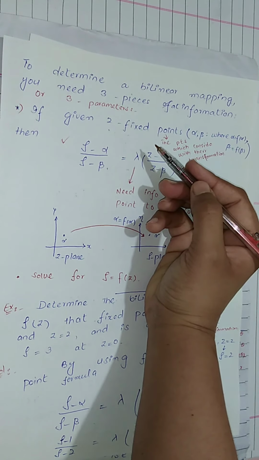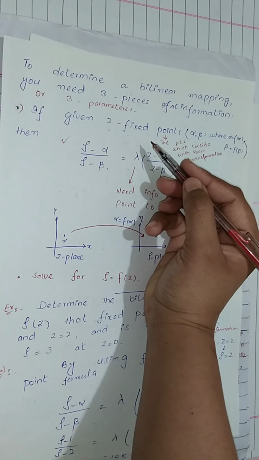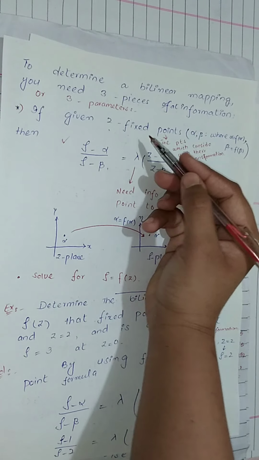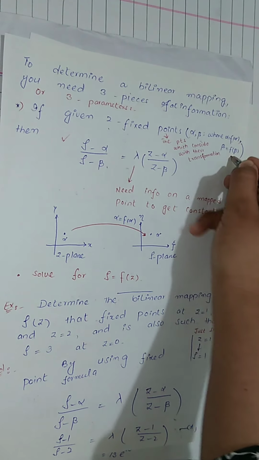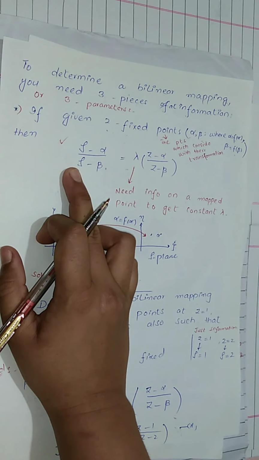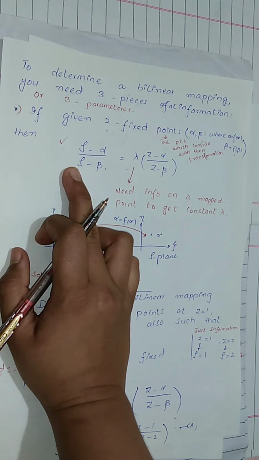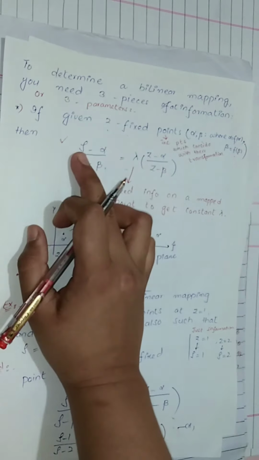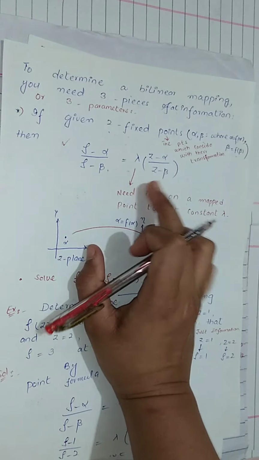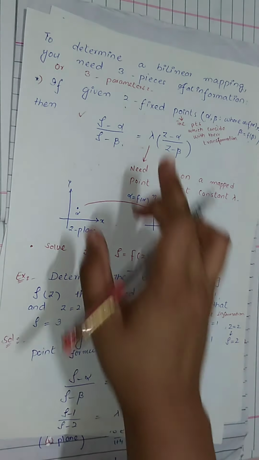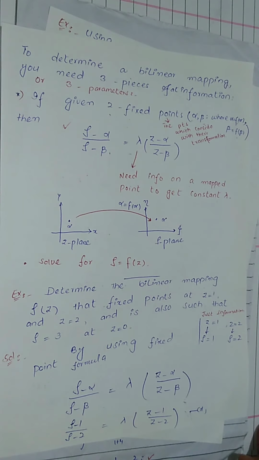In any question, if we have to find the bilinear mapping by fixed points, then in the question we have two fixed points. We can see that alpha maps into f of alpha and beta maps into f of beta. So by using this formula we can find the bilinear mapping when we have two fixed points: sigma minus alpha over sigma minus beta is equal to lambda times z minus alpha over z minus beta. Here lambda is a constant, determined from a given mapped point.